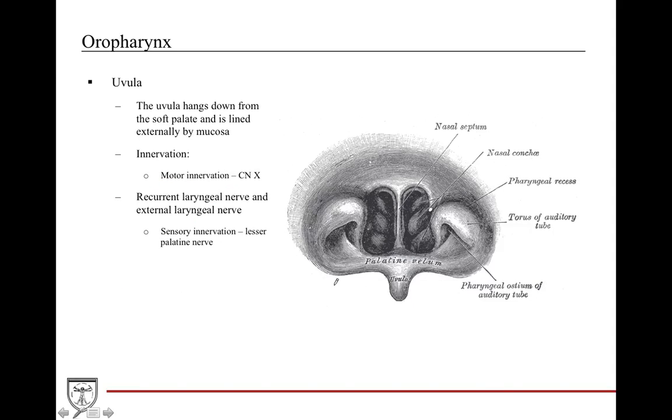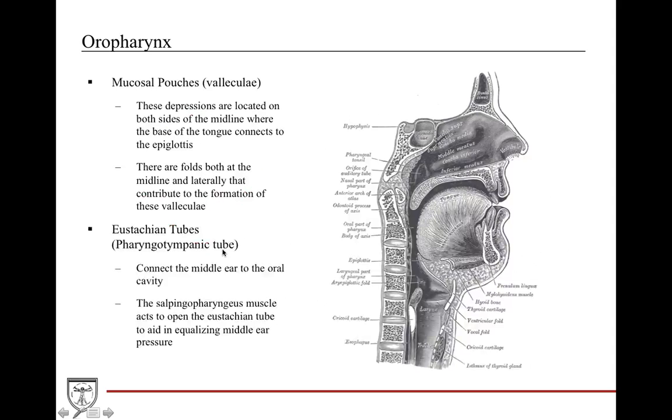Then you have your uvula. This is just a little muscular mucosal tissue that hangs down from the soft palate. It's innervated by vagus. The recurrent laryngeal nerve and external laryngeal nerve actually help provide some sensation, and via the lesser palatine nerve as well.